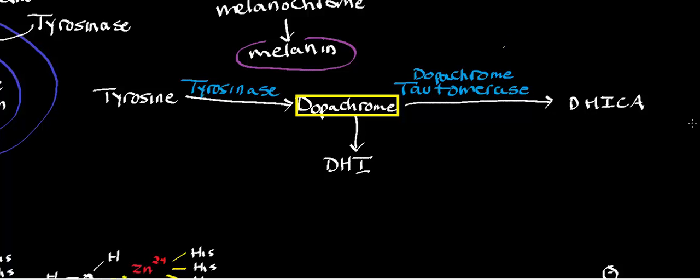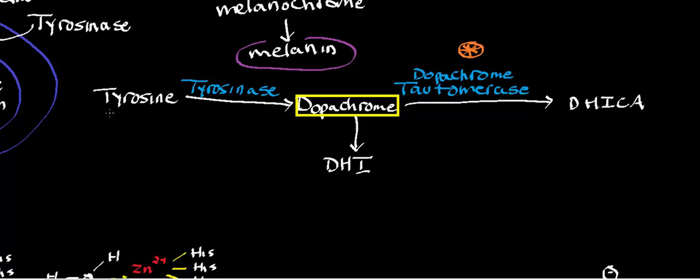So what we're going to do in this video is we're going to go over the mechanism and physiology of this enzyme right here, which is called Dopachrome Tautomerase. Another name you'll hear this enzyme referred to as is Dopachrome isomerase. So keep in mind where we started from.